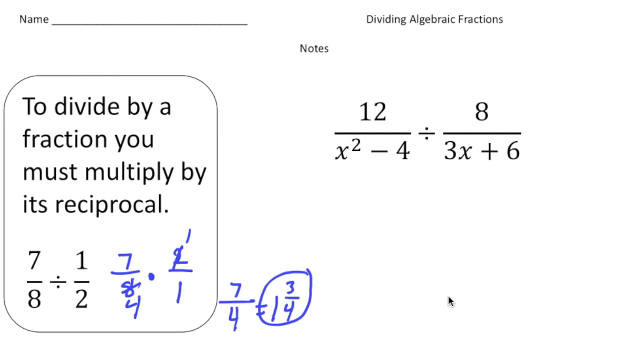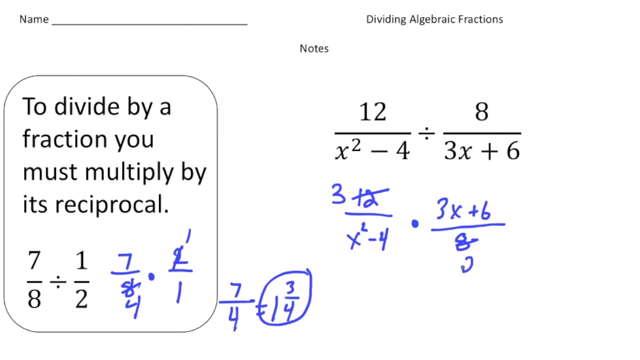All right, now we're going to do the same process over here, where I'm going to multiply by the reciprocal. So it's going to be 12 over x squared minus 4 times the reciprocal, which is now 3x plus 6 in the numerator and 8 on the denominator. All right. Now again, we multiply these fractions. You got to cross reduce if possible, right? So I know the 12 and the 8 can be reduced, let's see, 4 goes into both. So this would be a 3, and this would be a 2.